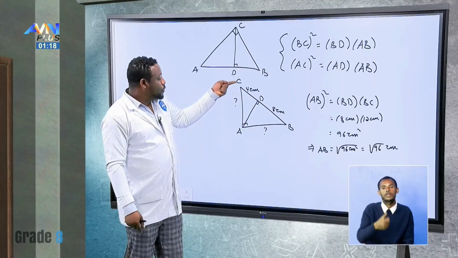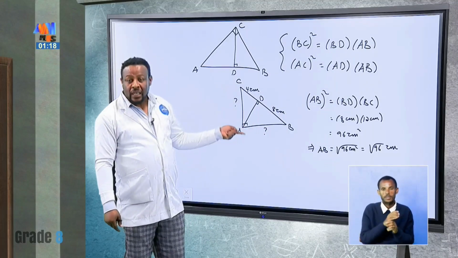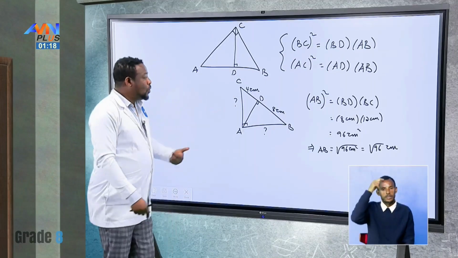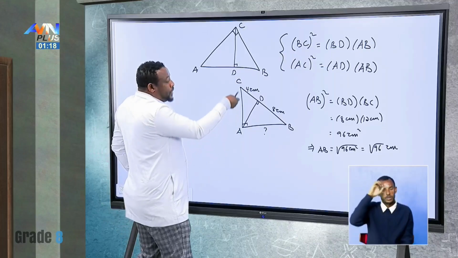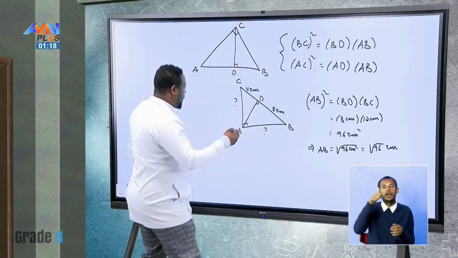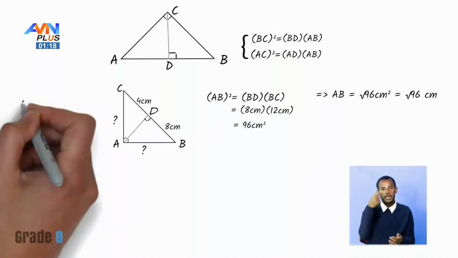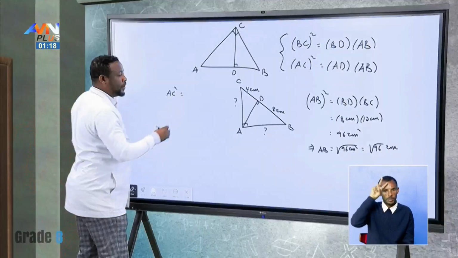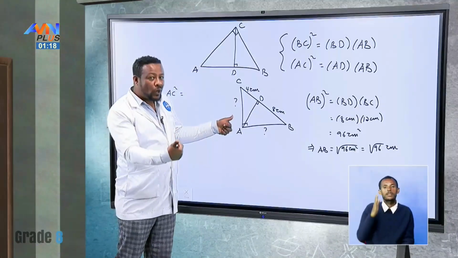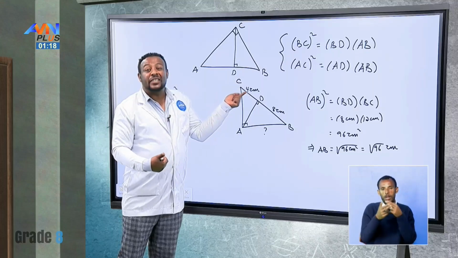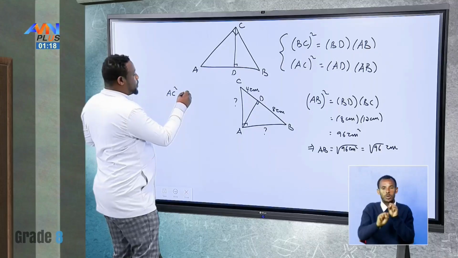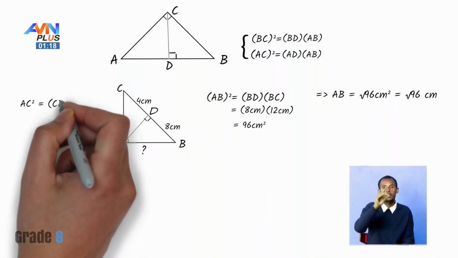The other thing, you can also calculate the length of AC by applying Euclid's theorem. So based on Euclid's theorem, the square of this leg, say this is AC square, if you are taking this side, the square of this side is equal to the product of the adjacent side and the hypotenuse. So this becomes CD times AB.